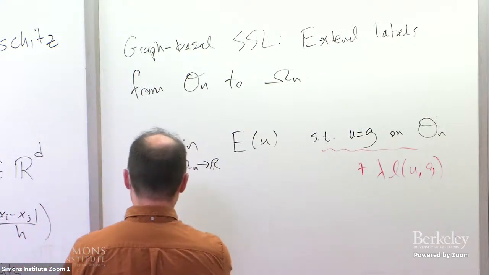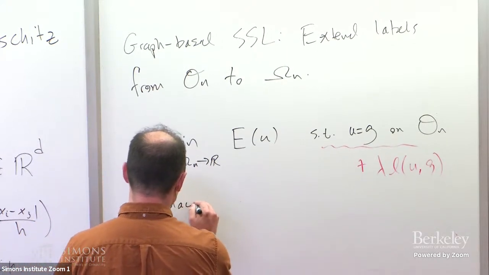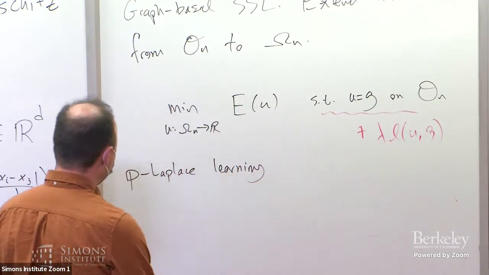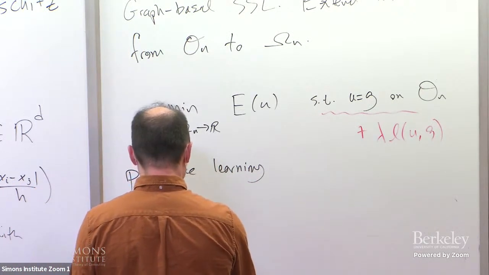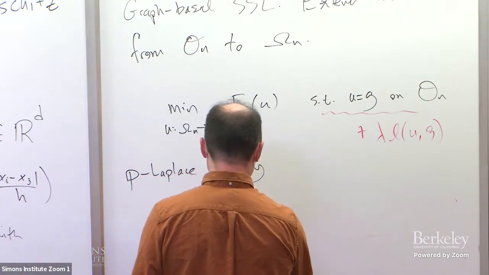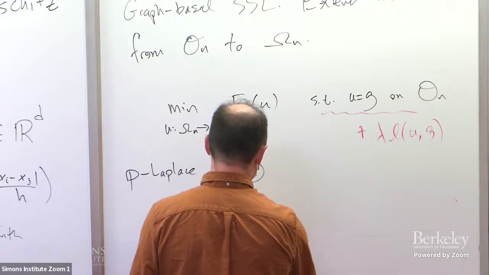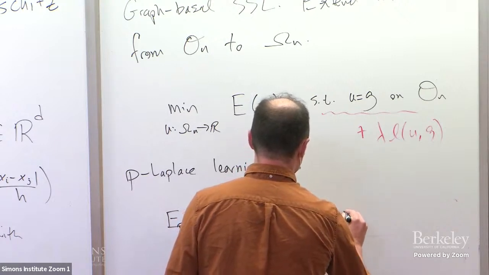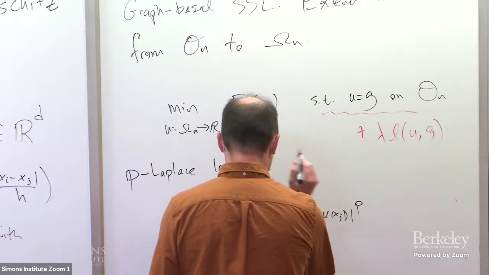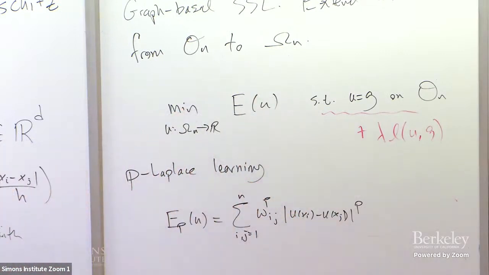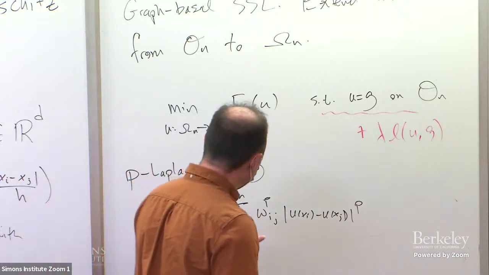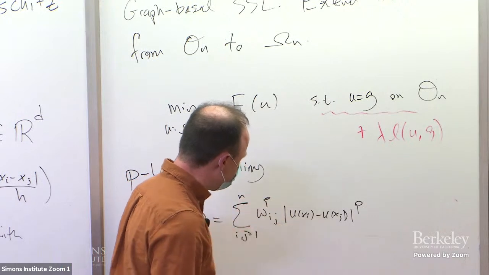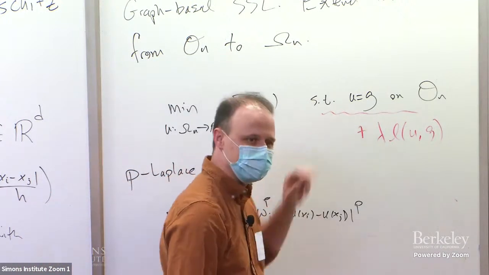One such example is p-Laplacian regularization. So p-Laplace learning corresponds to the energy Ep of u is the sum of w_ij times the absolute value of u(xi) minus u(xj), to the power p. So the idea here, at least, is that I want to make sure that my label function is as smooth as possible, where I measure smoothness by this energy, and I want the labels to agree at these labeled nodes.